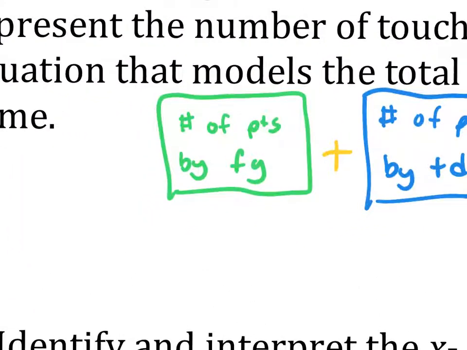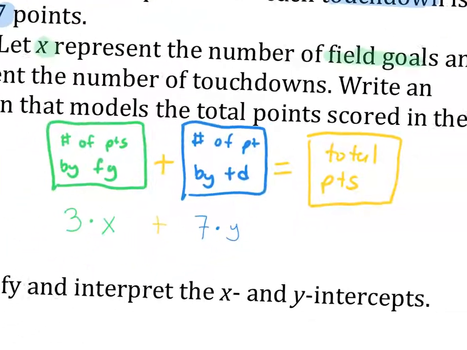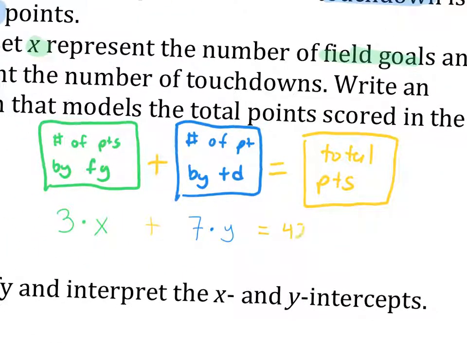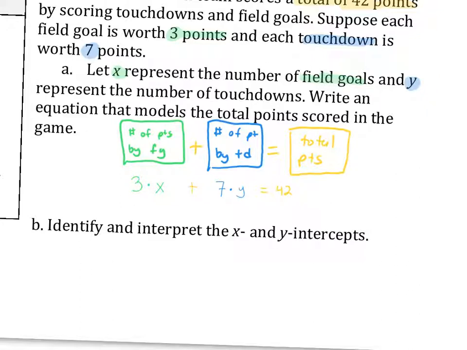Well, the number of points by a field goal is simply 3 points each times x. x is the number of field goals. Bring down the plus, and now let's only look at touchdown. Number of points by touchdown. Well, 7 points for each touchdown, and we're going to multiply that by the number of touchdowns we get. And we can substitute this next one straight in because we already know the total was 42 points. So this is my model. Usually we don't write the times there, so it's just 3x plus 7y equals 42.